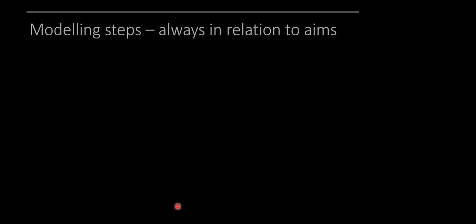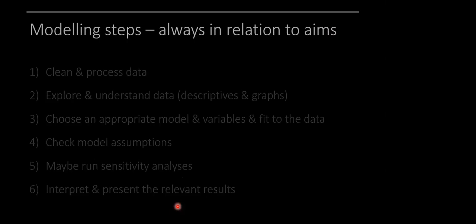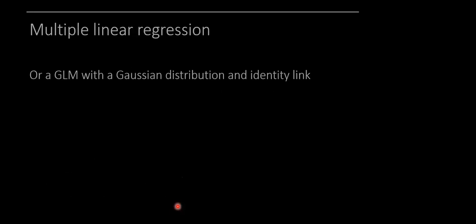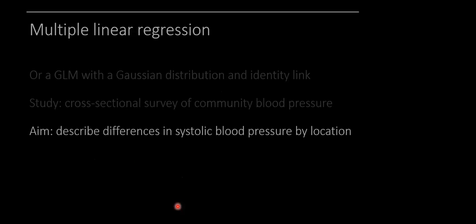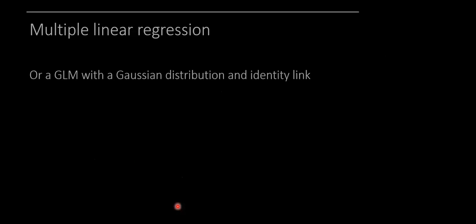Okay. Right, I'm going to skip over this, and we'll go through linear regression and then try to get one or two more in. So, multiple linear regression. In the GLM world, that is just a GLM with a Gaussian distribution and an identity link.